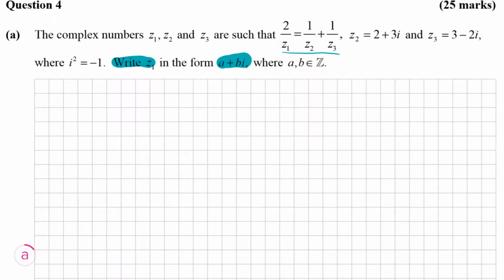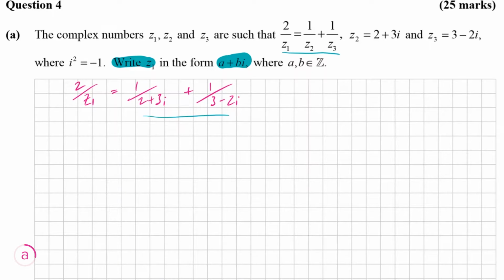Okay, so let's first of all just write down our equation and plug in z2 and z3. Now we've got this equation and we've got to try and work this into an equation with z1 on the left hand side on its own and a complex number on the right hand side in the form a plus bi. So the first step is to try and get rid of these two separate fractions and turn them into one big fraction.